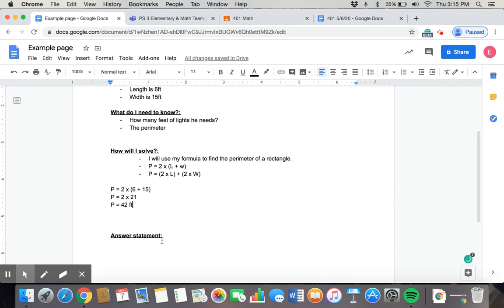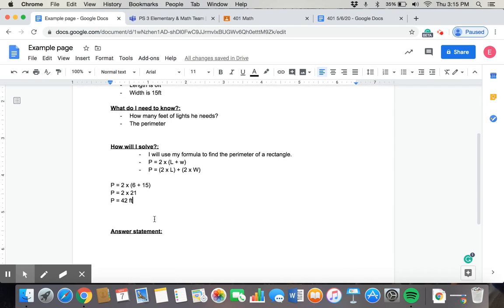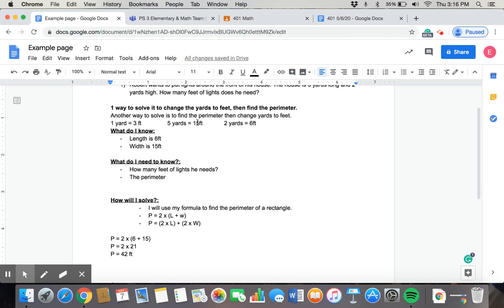I need my answer statement. So I will look back at my question. It said, how many feet of lights does he need? I'll restate it to write my answer statement. He needs 42 feet of lights. And that's how you can solve a problem where the units are different. Again, you can change them to start or you can change them at the end. You will find the same answer.